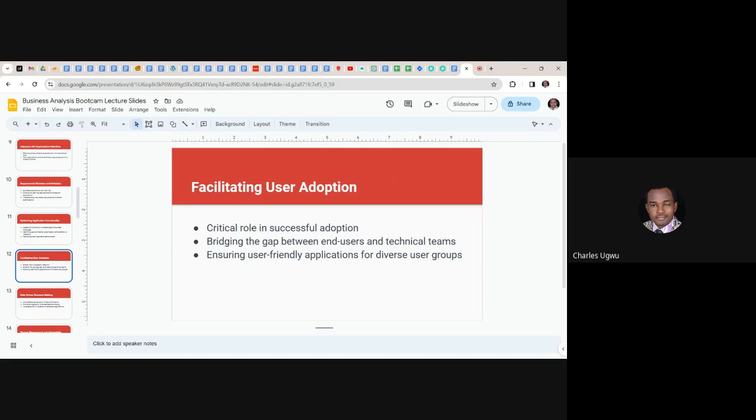But this is where you come in to sell yourself and the application or the solution or the change you are bringing. And that's what we call facilitating user adoption. So you need to market the solution in such a way that they will see the value you are trying to add. So that is business analysis. They don't see that, but you help them to realize how they can work smartly, effectively, using this enterprise application.